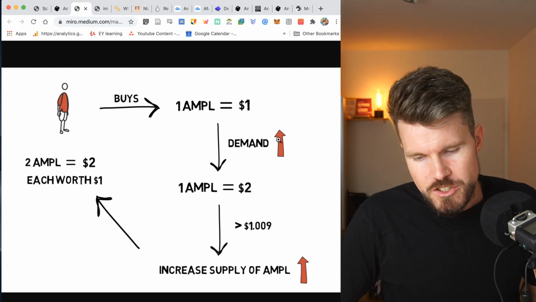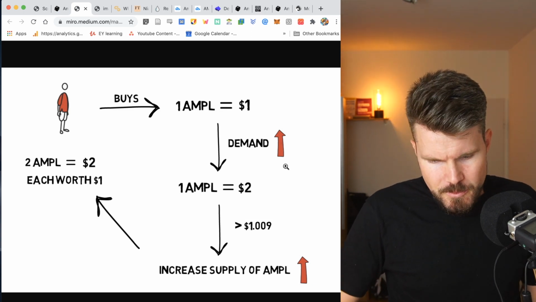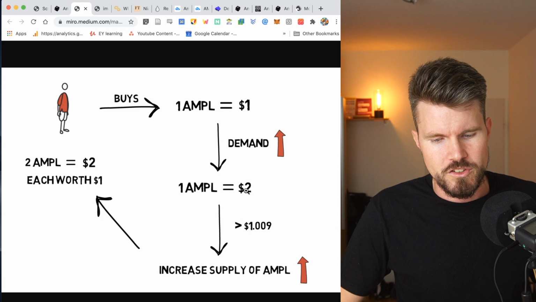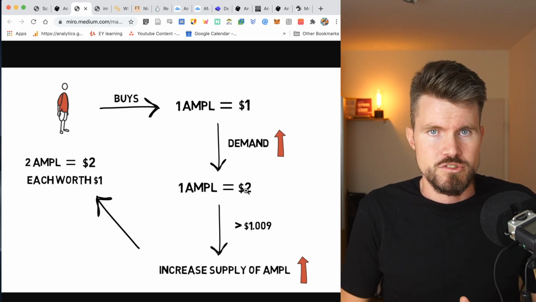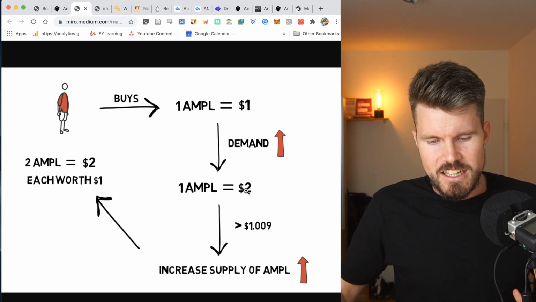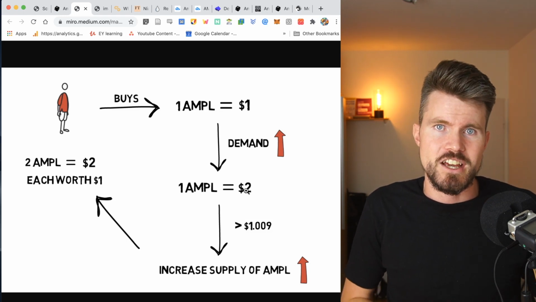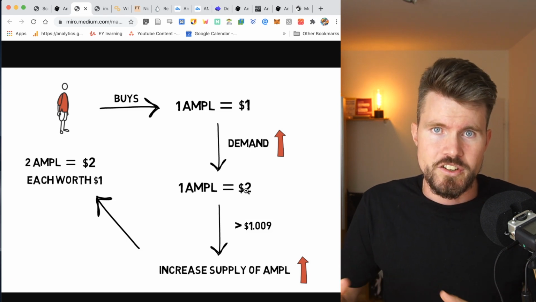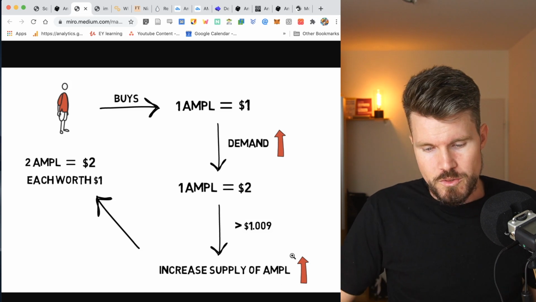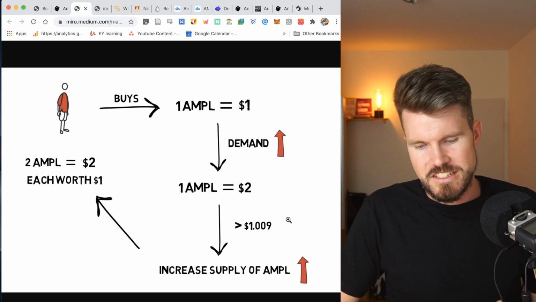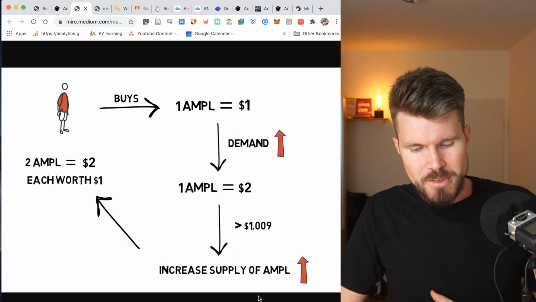However, now the demand increases. A lot more traders are buying AMPLEFORTH tokens. So now one AMPL is worth $2. Now what happens is in the protocol, there's something that's called a rebase. That's when the protocol realizes, okay, now the price is above $1. We're going to have to add a lot more tokens to the circulating supply in order to bring the price back down to $1. So when it's above $1, the amount of coins in the circulating supply increases.